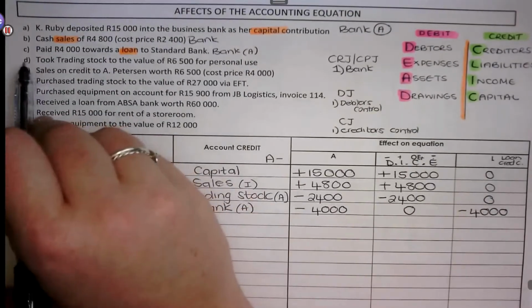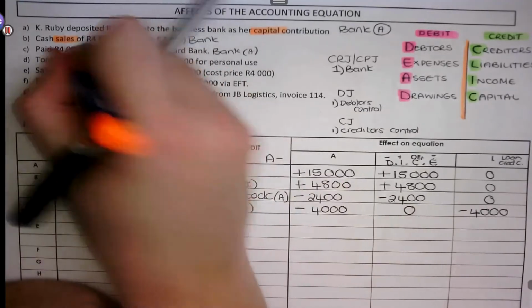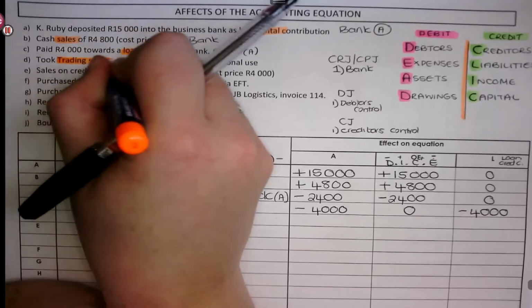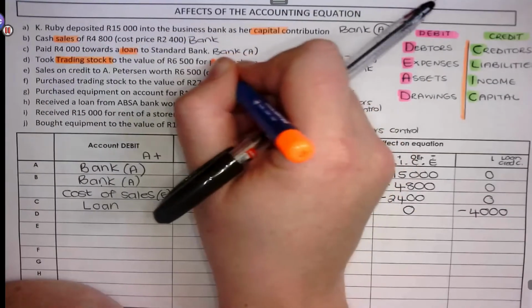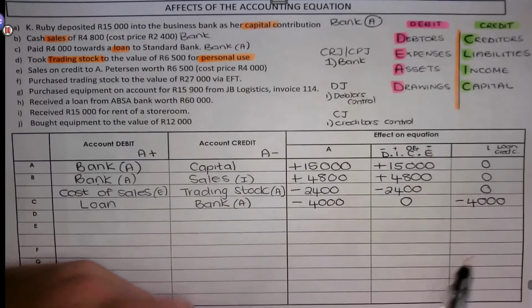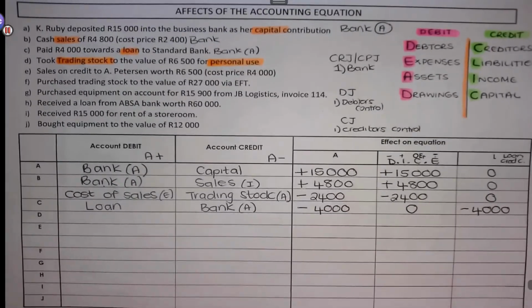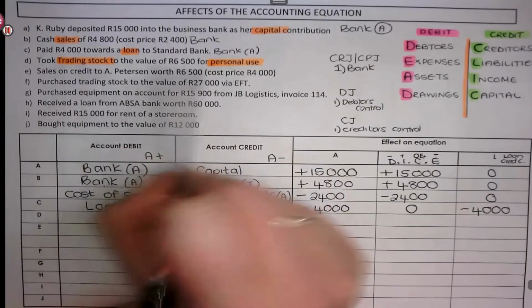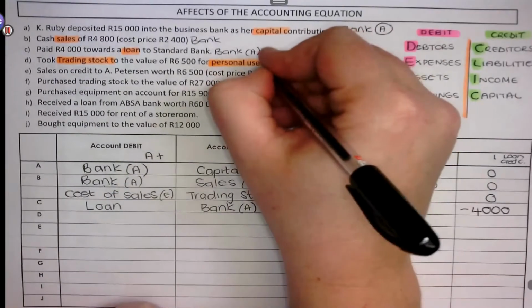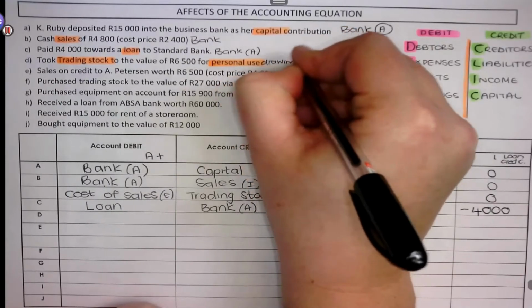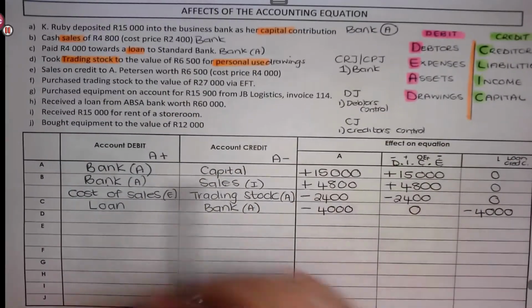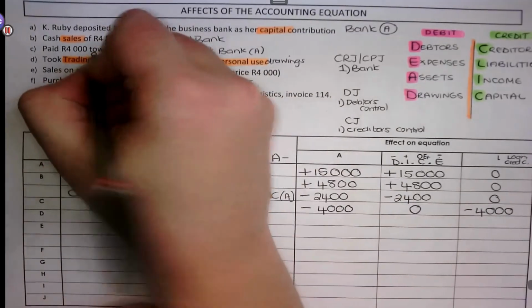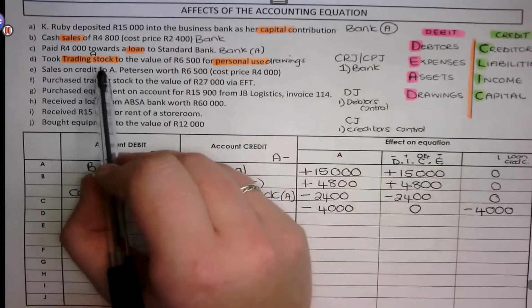Next one is drawings. You took trading stock to the value of 6,500 Rand for personal use. Okay, so this is something where it doesn't affect your bank account. This is something that would actually go, if you do accounting in grade 10, into what we call the general journal. So trading stock is one, and personal use, which we call drawings, is the other account. But we're going to use the same principles of looking at assets. Which one of these is the asset? Trading stock is the asset. What's happening to it if you're taking trading stock out?